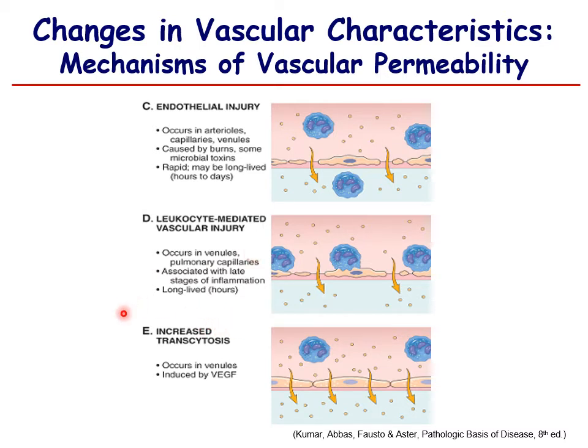Now, the last mechanism happens without vasculature changes and without increasing intervascular endothelial spaces, and that is called increased transcytosis. In this situation, it does not involve cells, but it involves fluid and proteins, in that they can migrate through vascular endothelium, through transcytosis, into the tissues. It is induced by a number of soluble factors, for example, soluble factors or cytokines such as VEGF.